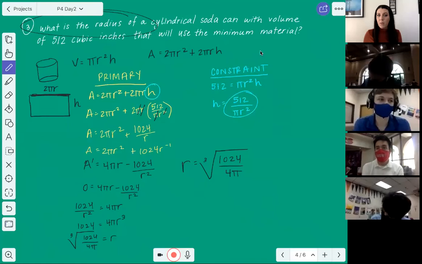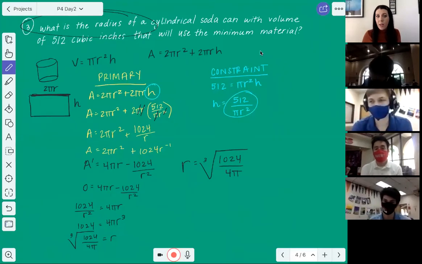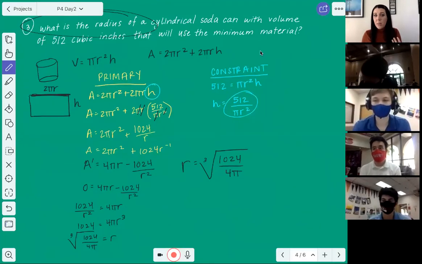A lot of times in the previous problems, we had to go back and plug this into our constraint. On this one, we don't have to. It's not asking us for any additional information. 1024 divided by 4 does simplify. I think it's like 256 or something around there. Doesn't matter. Yeah, so you can totally simplify it if you want.